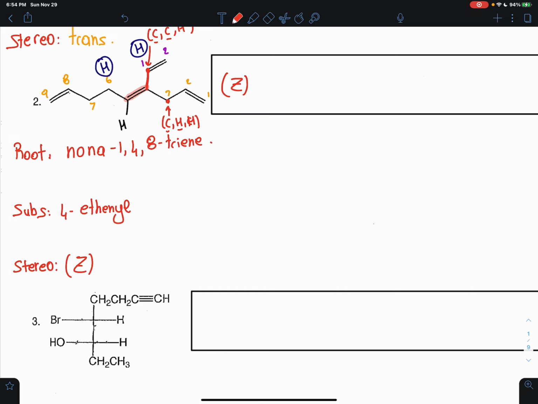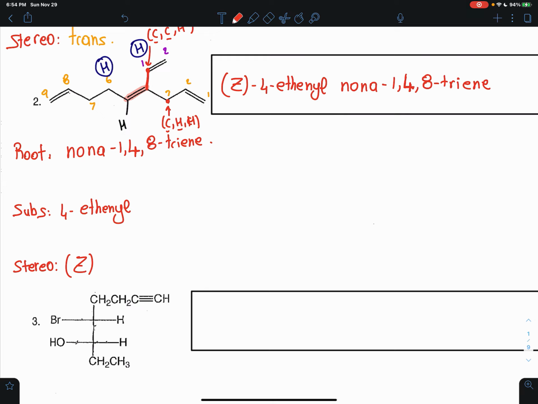So that's the Z. And then you have a 4-ethynyl. And then nona-1,4,8-triene. There should not be a comma here. This should be a dash. Again, another thing is that my 4s look like a 6. That's a complaint. So that's a 4 here.